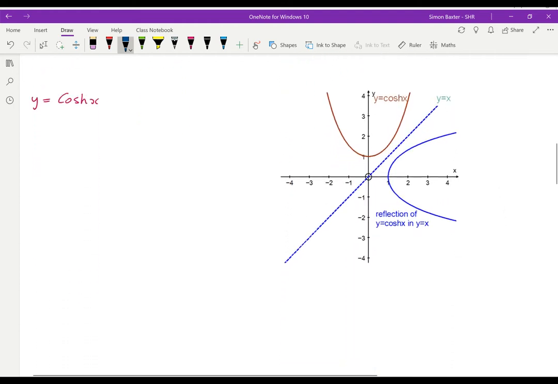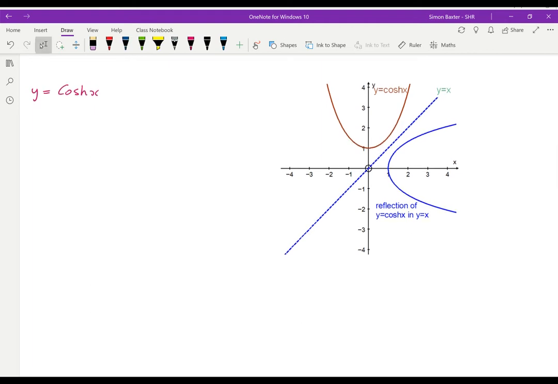If we start by looking at the curve of y equals cosh x and reflect in y equals x, we get this curve. The blue curve is no longer a function. For one value of x, we get two values of y. So we have to restrict the domain of y equals cosh x. It makes sense to restrict that to x greater than or equal to 0. Then the reflection in y equals x is just the top part of the blue curve.